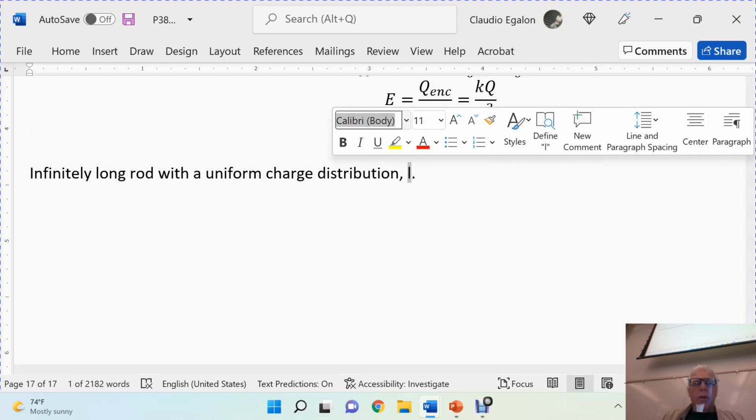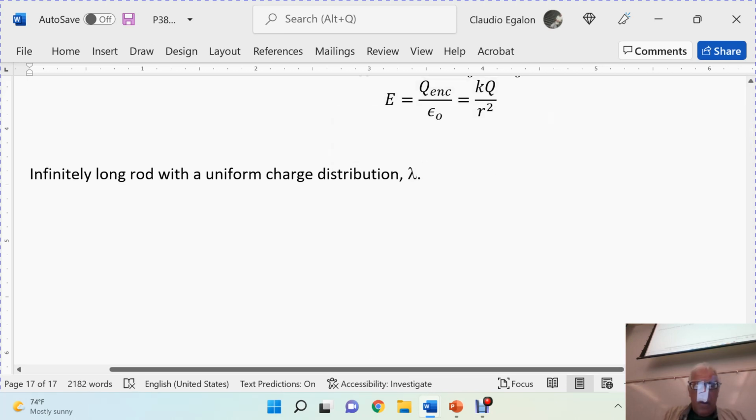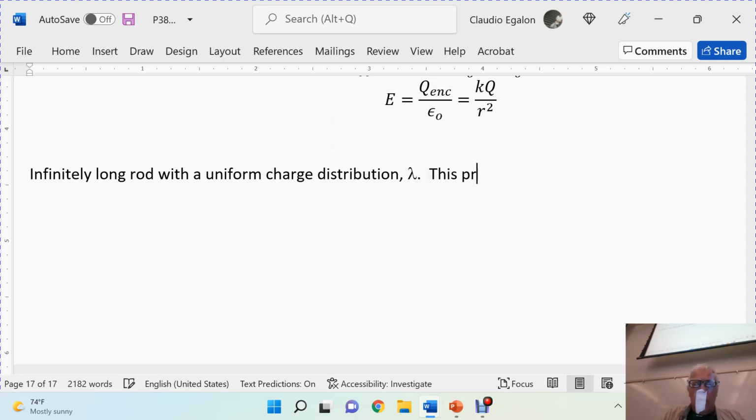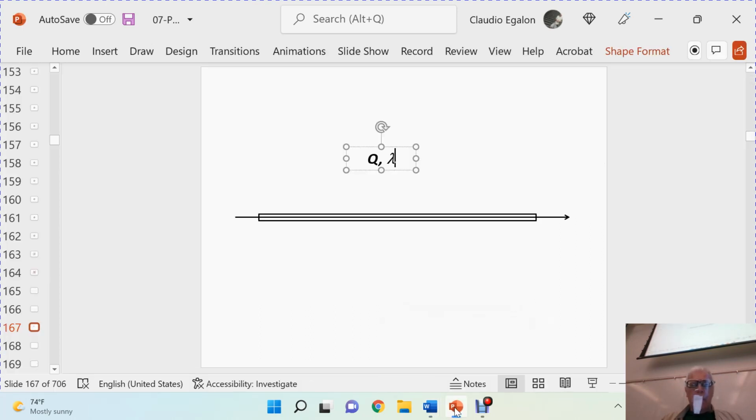This problem is a little bit more difficult. Problems that have spherical symmetry are easier to solve, but this problem here doesn't have spherical symmetry. This problem has cylindrical symmetry, not spherical. Okay, so here you go. So we can set up the x and y axis.